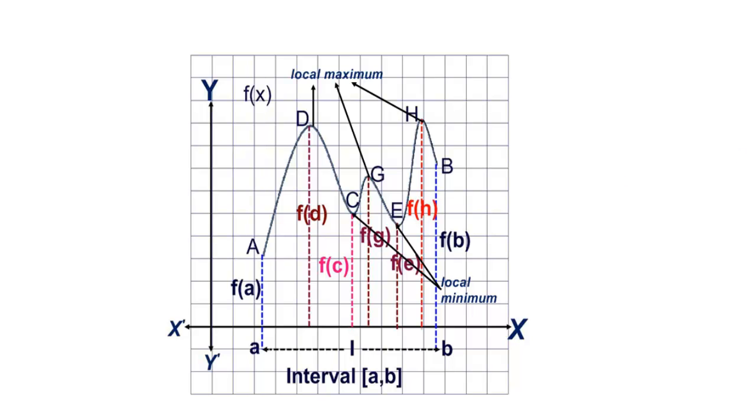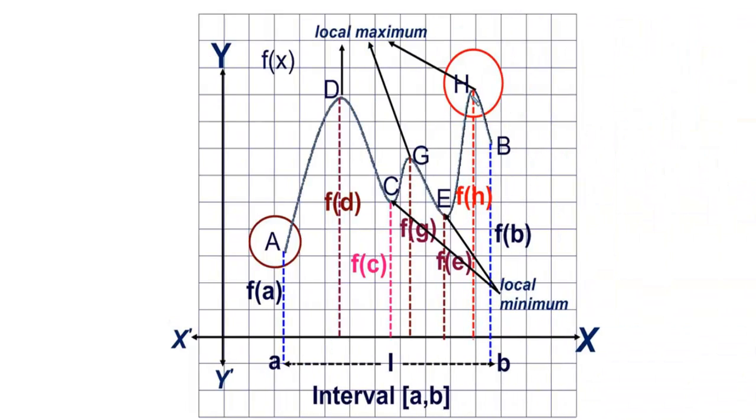Now, we will highlight the points H and A. See that the point H is the highest since its ordinate f of H is the greatest. Therefore, this is called the absolute maximum. Similarly, the point A is the lowest on the curve since its ordinate f of A has the least value. Therefore, this is the absolute minimum of the function.